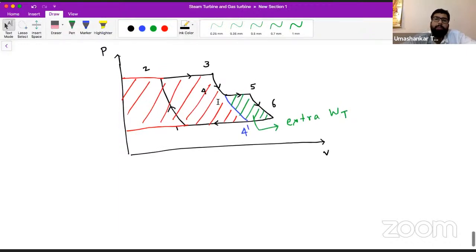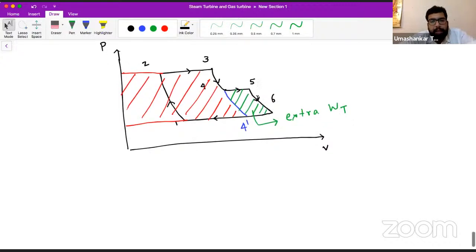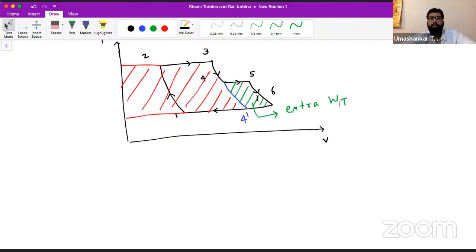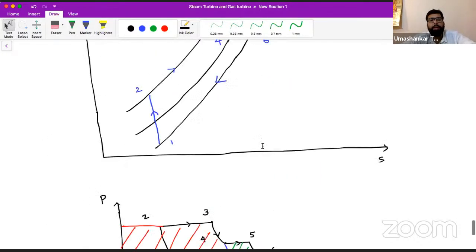So can we say from seeing this PV diagram that our turbine work is certainly increased with the use of a reheater in the Brayton cycle? Is that all right or not? Tell me. Okay. So from this discussion, we can certainly see that our turbine work increases.